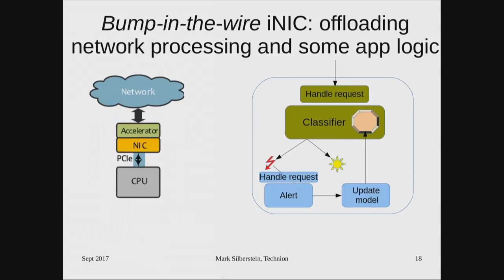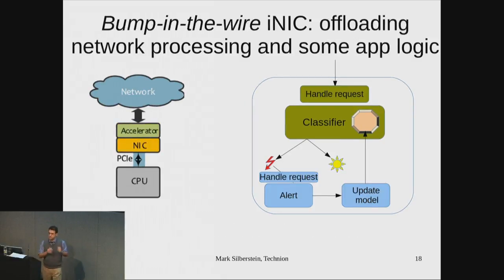Right, and so here comes the savior. Here comes the bump in the wire design, where the nice thing about it is that the NIC is tightly coupled with the CPU, but it's also tightly coupled with the accelerator. Because of this, the cost of pushing data back and forth between the accelerator and the NIC is zero, because they're really close together, right?